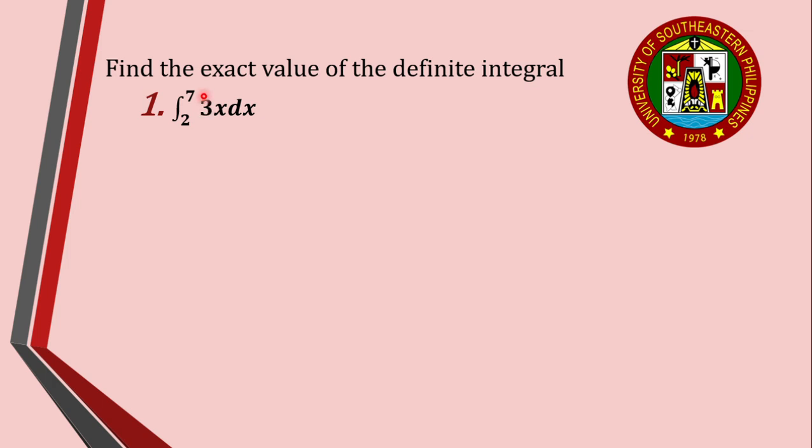So let us apply the integration. Let us have the solution now. Let's copy first the problem. The 3 from the function 3x can be separated, like it is a constant. So we could simply integrate the variable that goes with 3, which is x. So we're going to apply the integration for the value of x.